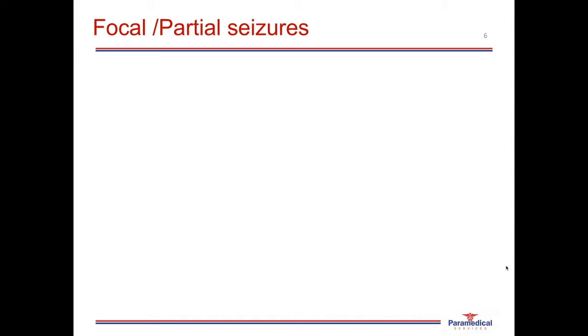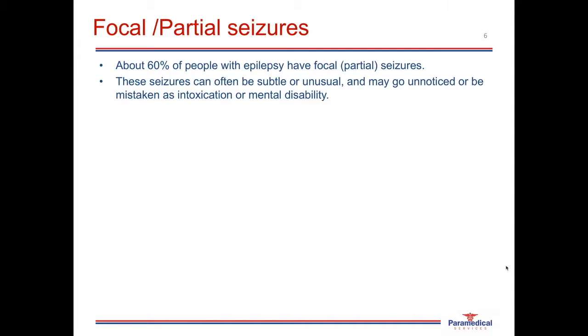One of the categories of seizures we've mentioned already is the focal, otherwise known as partial, seizure. About 60% of all people with epilepsy have focal or partial seizures. These seizures can often be subtle or unusual, and they may go unnoticed or be mistaken as something such as intoxication or a mental disability.